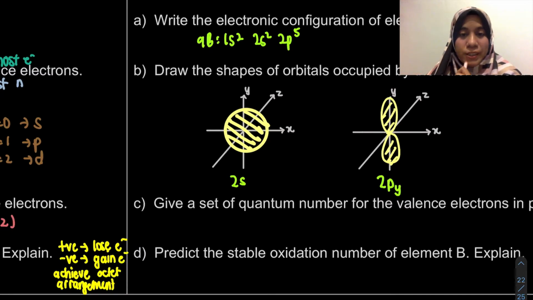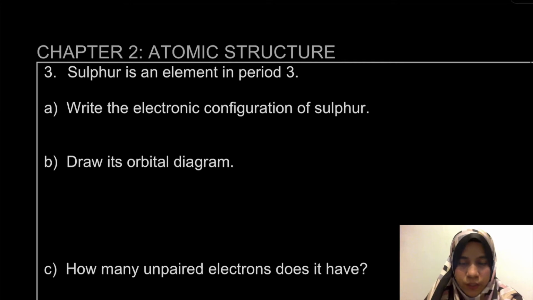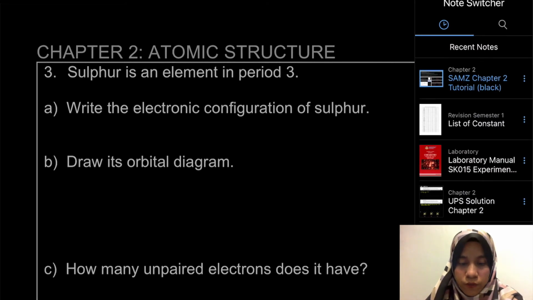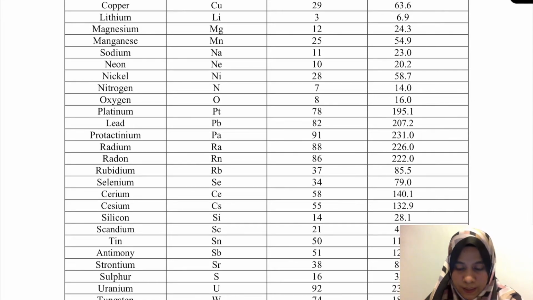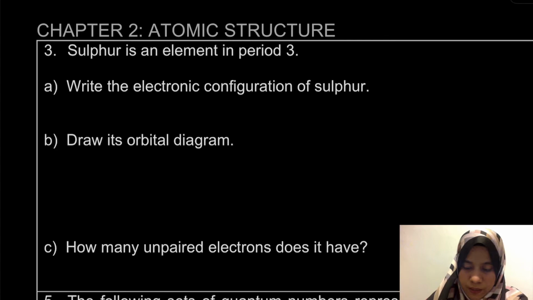So that's for question 1 and now let's look at example number 3. Sulfur is an element in period 3. But this time around, they don't give the number of protons, so we have to look based on the list of constants. Sulfur is here. Sulfur, which is S, has a proton number of 16. So here, our Z is 16.